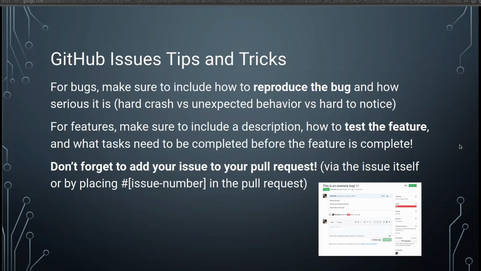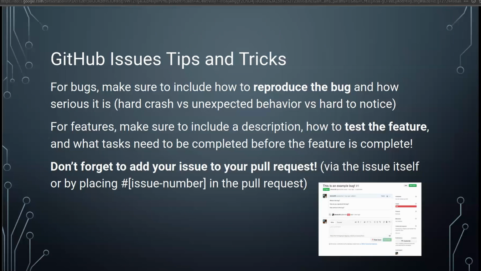And the final tip is don't forget to add your issue to your pull request. In any documentation, whether that is in another issue or in a pull request, you can add the pound or hashtag and the issue number, as you can see here, and it will link that issue number back into your code, so that you can just click on it and look at that issue. You can see the issue number, this is issue number 1, right next to the title on every single issue.